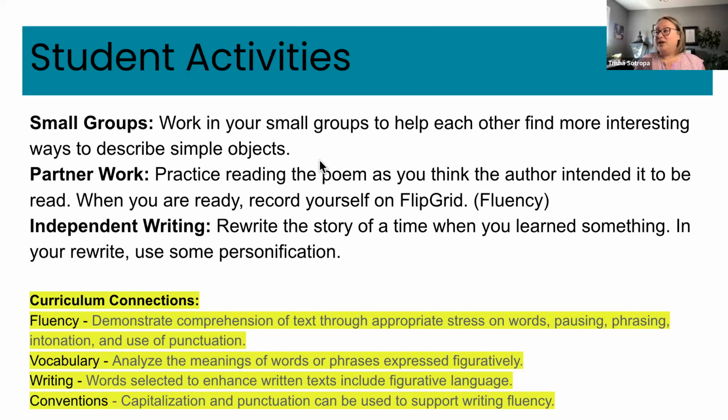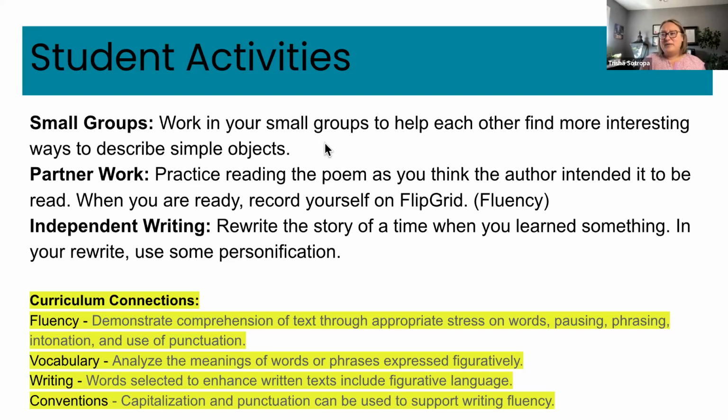You might have them work in their small groups to help each other find more interesting ways to describe simple objects. So after they go through that chalk talk example, you might have them share their responses to the morning message with the people in their group. And maybe someone will say something like, I talked about my bicycle and learning to ride a bike. And then the whole group sort of gives each other ideas and shares ways that you could describe that bicycle in a more interesting way. That's a possibility with small groups.